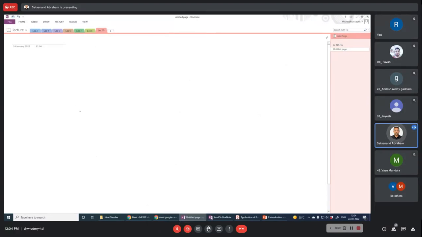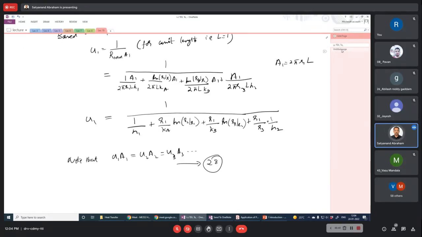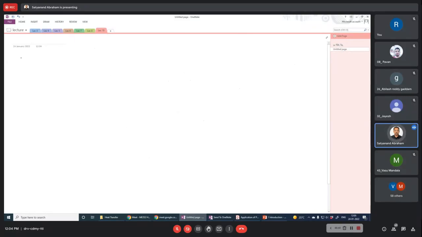So now we are going to see another topic, which is derived from what we discussed over here. It is known as critical thickness, or radius of insulation.